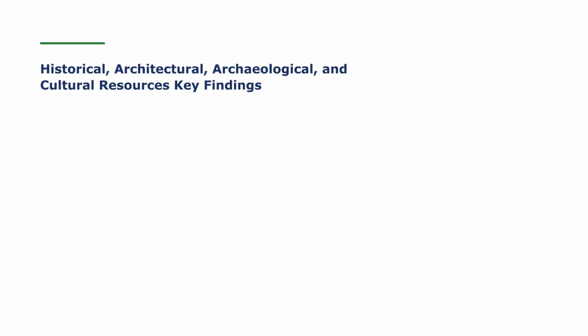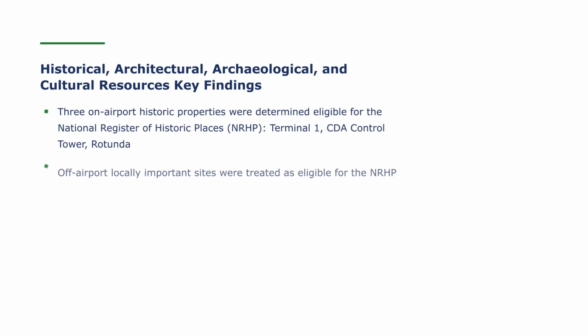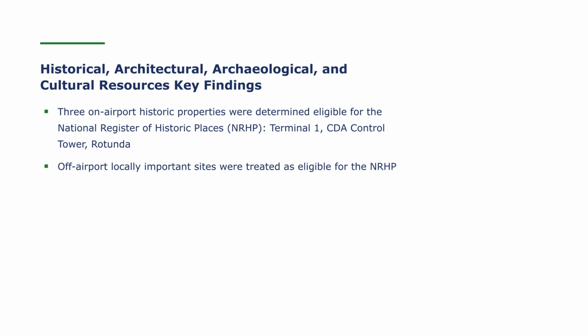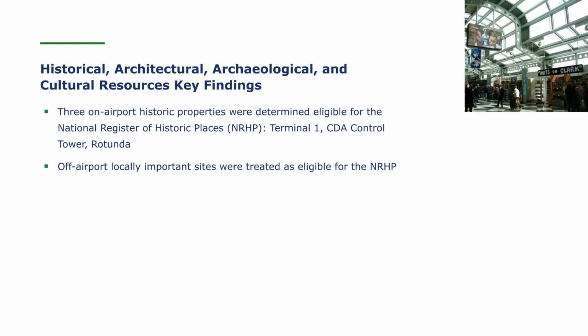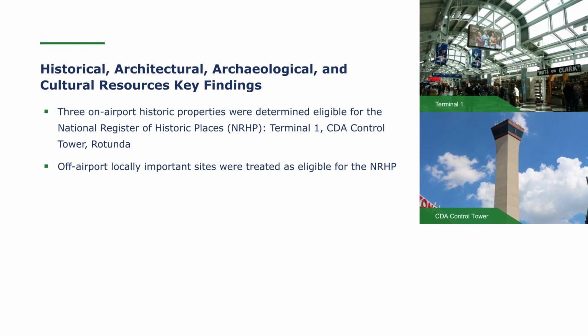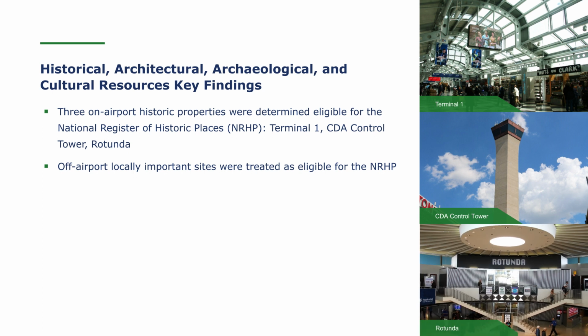Section 106 of the National Historic Preservation Act requires federal agencies such as the FAA to consider potential effects of a proposed project on historic properties. The FAA determined that 3 existing on-airport properties that may be impacted by the proposed action were eligible for the National Register of Historic Places: Terminal 1, the CDA Control Tower, and the Rotunda.